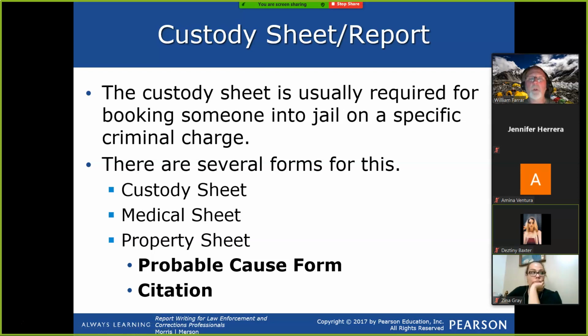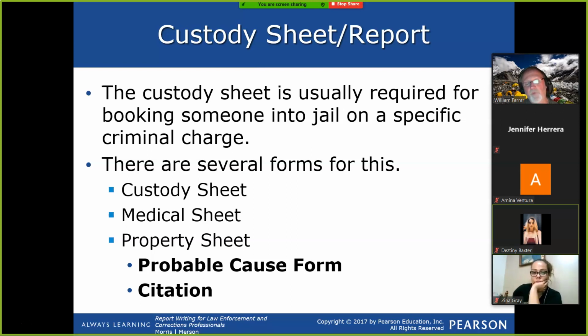A couple other real quick things to talk about would be custody sheets. This is usually required when you book someone into jail on a specific charge. There's a couple of different forms that you're probably going to use. One will be the custody sheet, one would be a medical sheet, and the last one would be a property sheet. Sometimes they build them all into one form, and sometimes they have a couple of separate forms.